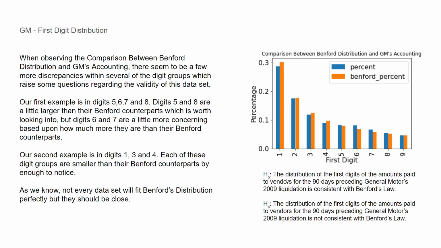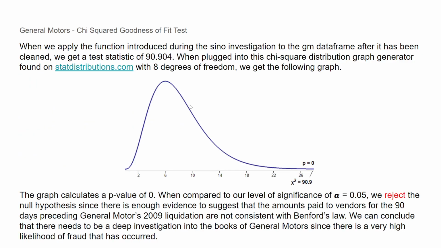Our null hypothesis will be that the distribution of the first digits of the amounts paid to vendors for the 90 days preceding General Motors' 2009 liquidation is consistent with Benford's law. And of course, on the flip side, our alternative hypothesis is that the amounts paid will not be consistent with Benford's law.